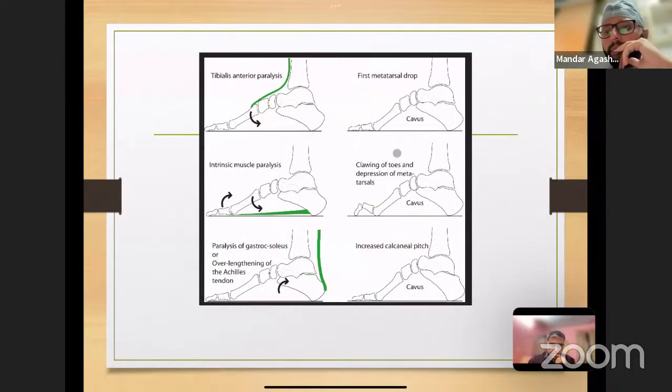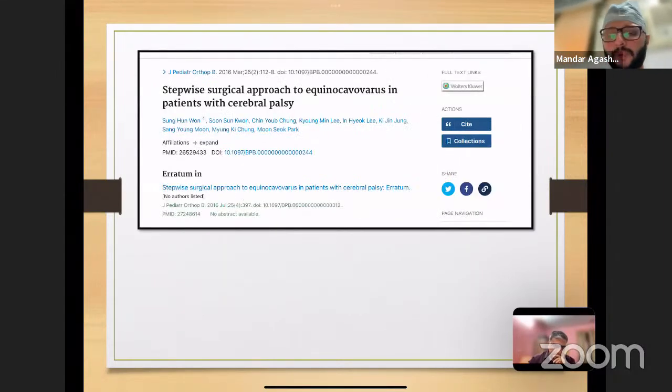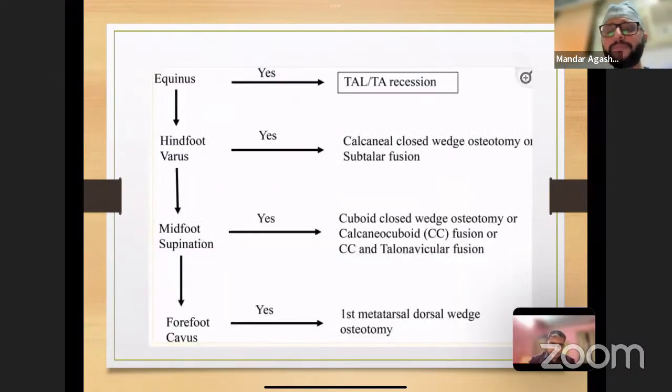He has also described how different types of pes cavus develop. In case of tibialis anterior paralysis, this is how it is, where there is a first metatarsal drop. The pathology in cerebral palsy is slightly different, where there is significant clawing of toes. There is also some amount of intrinsic muscle weakness, which results in the cavovarus deformity. There's another article from Seoul National University, which gives a stepwise approach to equinocavovarus foot deformity in cerebral palsy.